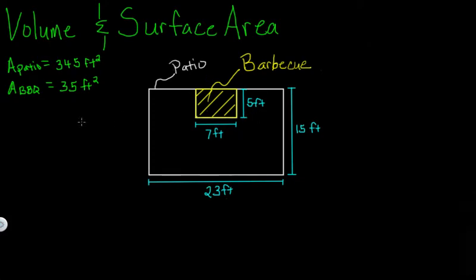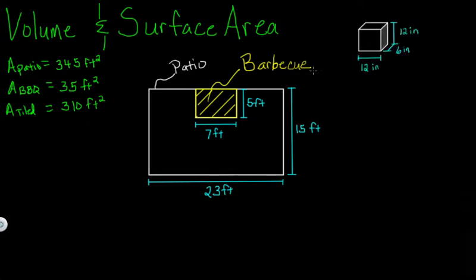So if I want to find what that area is, the area of the tiled area, that's simply going to be the overall area of my patio minus the area of my barbecue. So I do 345 minus 35, and that gives me 310 square feet of tiles. So if I want to purchase tiles that are 1 square foot each, then I will need 310 tiles in order to cover this area.